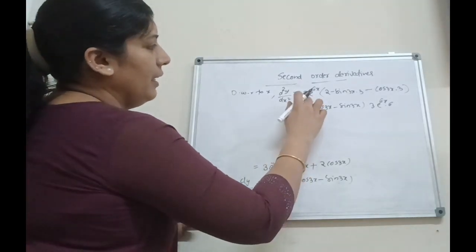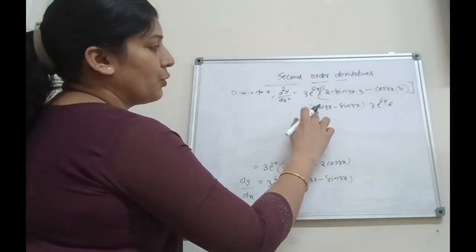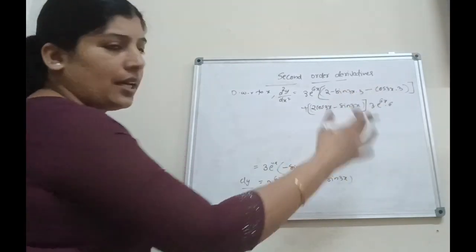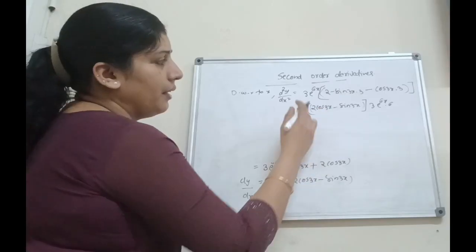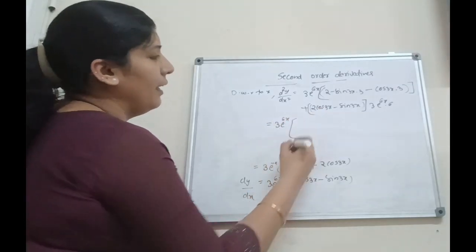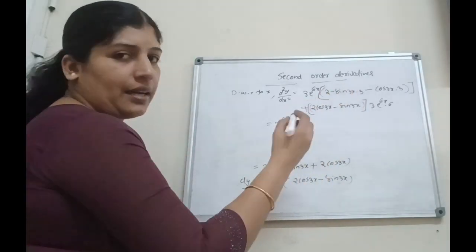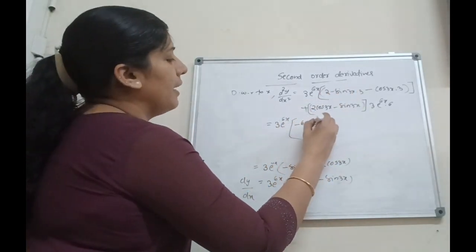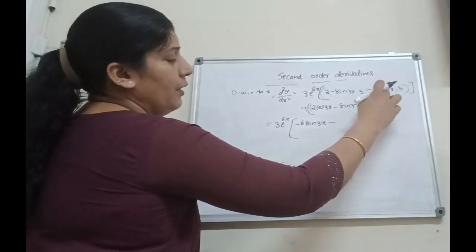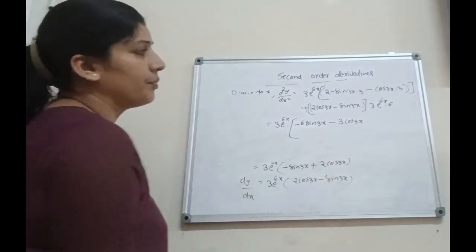Now here, 3 e raised to 6x into this term, and (2 cos 3x minus sin 3x) into 3 e raised to 6x into 6. That is, both the terms contain 3 e raised to 6x. Therefore, it is equal to 3 e raised to 6x. Take it as outside. Therefore, inside the bracket, 2 into 3, 6. 6 into minus sin 3x, that is minus 6 sin 3x. Then minus, now here, 3 into cos 3x, that is minus 3 cos 3x.